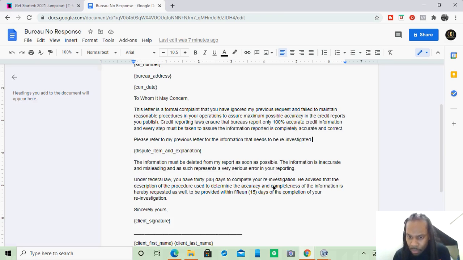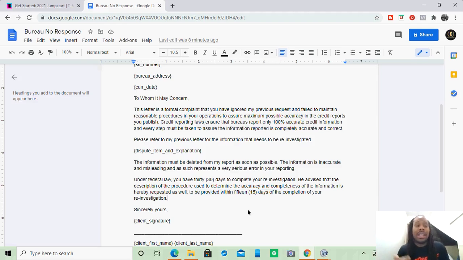It must be deleted from my reports as soon as possible. This information is inaccurate, not that one. Be advised that the description of the procedure used to determine accuracy and completeness of the information is hereby requested as well. Okay, so basically they also have 15 days to provide the information requested. So they have 30 days to remove it, but they also need to provide additional information within a certain time window as well after they complete the reinvestigation, if they completed one to begin with.